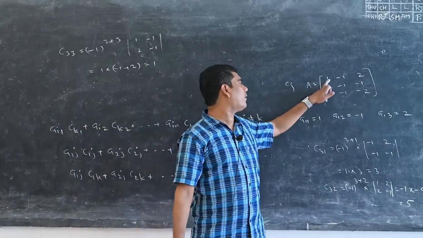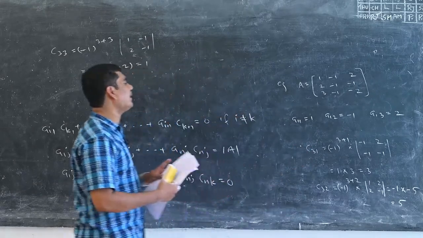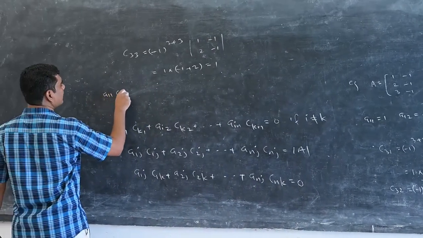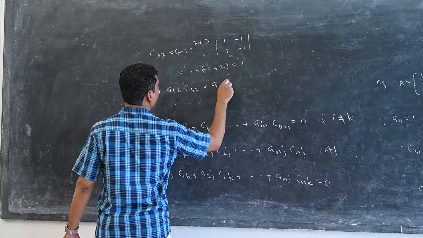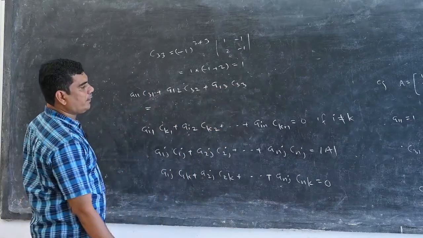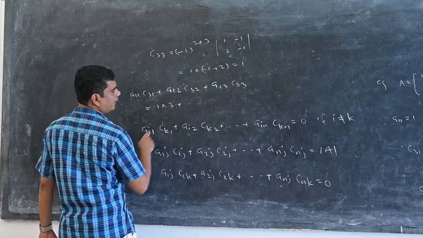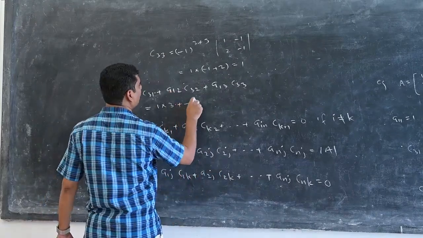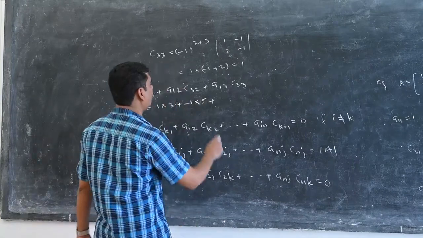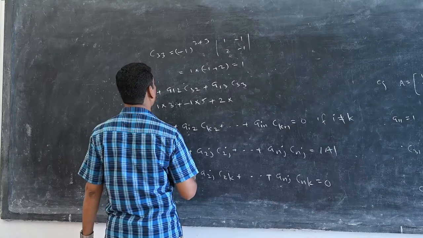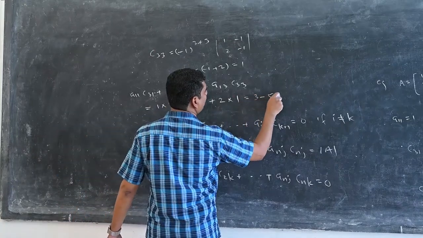So we take the first row, take cofactors of the third row, multiply them, add them. A11 into c31 plus a12 into c32 plus a13 into c33. This is equal to a11, which is 1, into c31, which is 3, plus a12, which is minus 1, into c32, which is 5, plus a13, which is 2, into c33, which is 1. So if we add, it is 3 minus 5 plus 2. This is equal to 0.